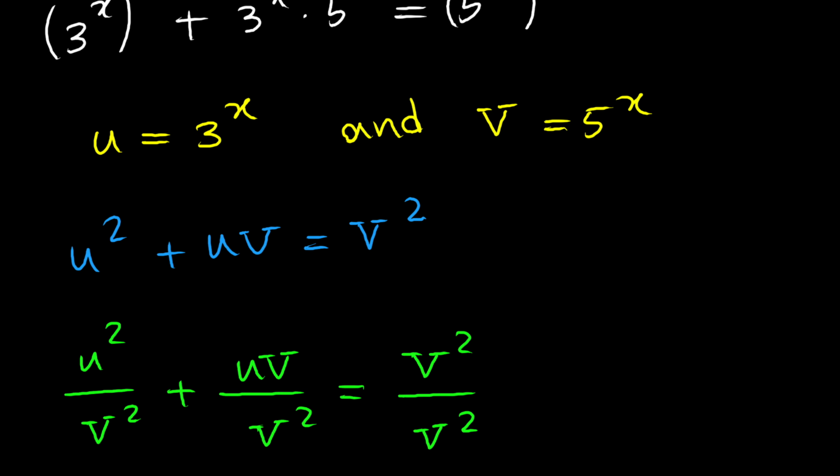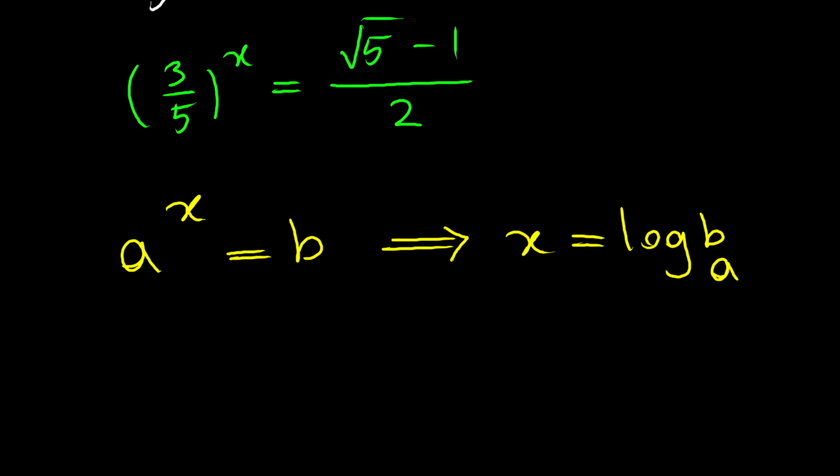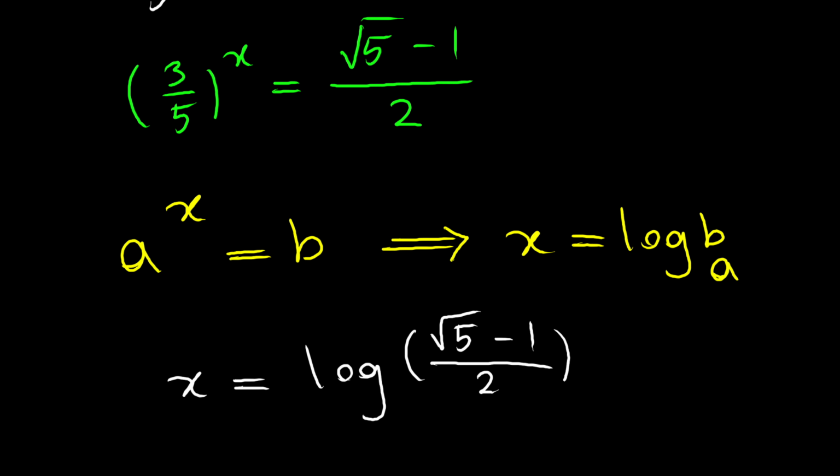Now notice that whenever we have an equation in the form of a to the power of x equals b, based on the definition of logarithm, this indicates that x equals log b with base a. So if I use this, I can go ahead and say that x equals log of root 5 minus 1 divided by 2 with base 3/5.